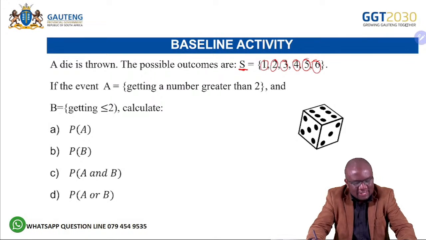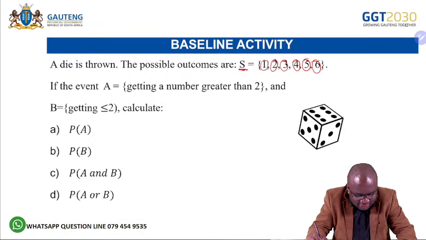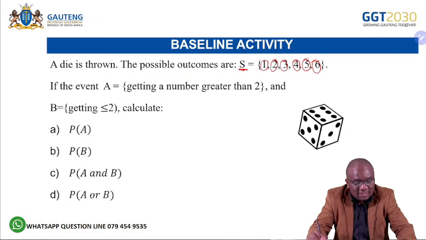If the event A is getting a number greater than 2, it means I want a number that is greater than 2. Okay? It can't be 2. And event B is getting a number less than or equal to 2. Calculate the following: the probability of getting A, the probability of getting B, the probability of getting A and B, the probability of getting A or B. I want you to try that for 5 minutes. Let's try.